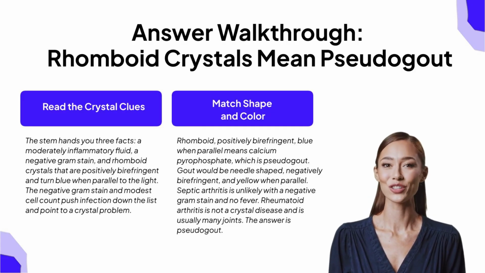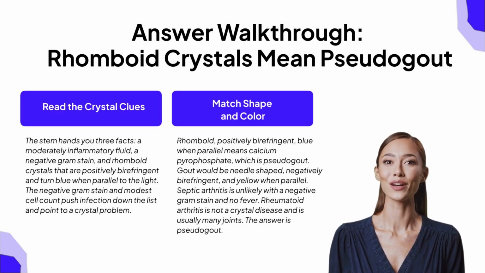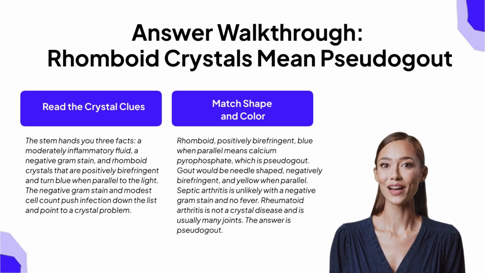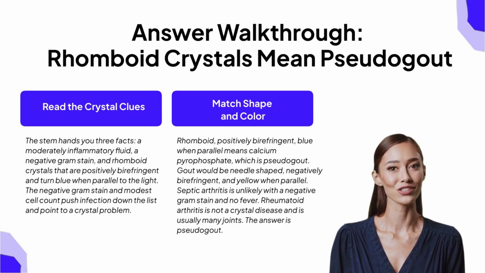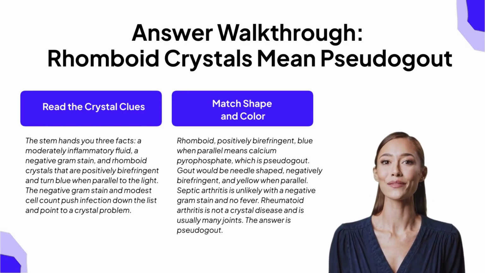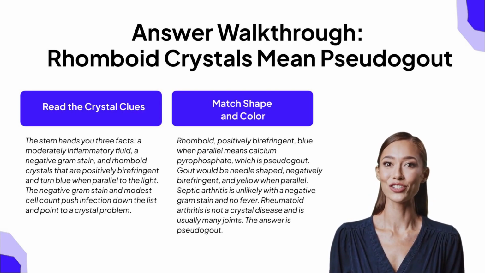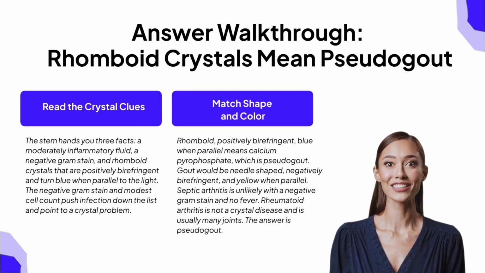First, read the crystal clues. You have moderately inflammatory fluid, a negative gram stain, and rhomboid crystals that are positively birefringent and turn blue when parallel with the light. The negative gram stain and only moderately raised count push infection down the list and point toward crystal arthritis. Now match shape and color to the disease. Rhomboid, positively birefringent, and blue when parallel means calcium pyrophosphate. And that is pseudogout, so choice C is correct.